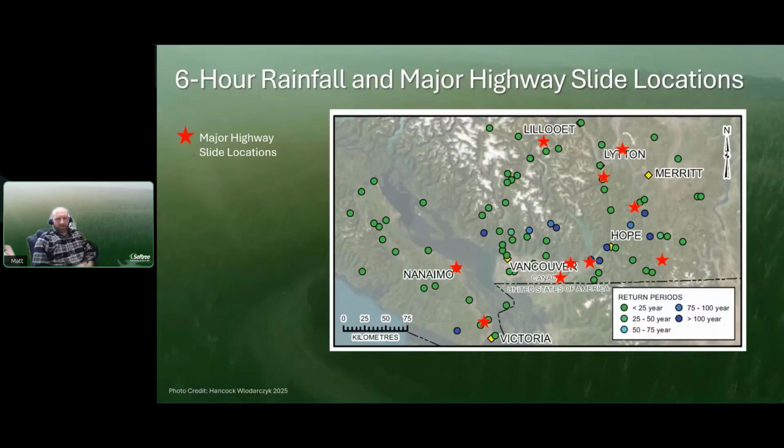So in this map, the dots are weather station locations. There's a few spots where that storm exceeded a 1 in 100 year event. The dark blue, almost purple, exceeds a 1 in 100 year event. The rest is all less than that. The green is less than a 50-year event, and the lighter green is even less than a 1 in 25-year event in terms of storm intensity.